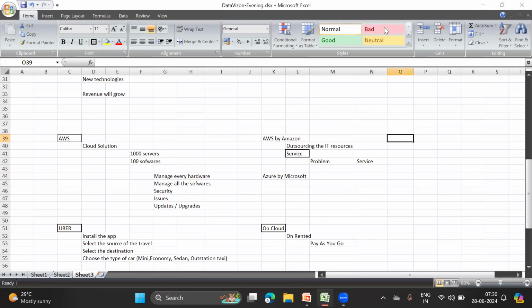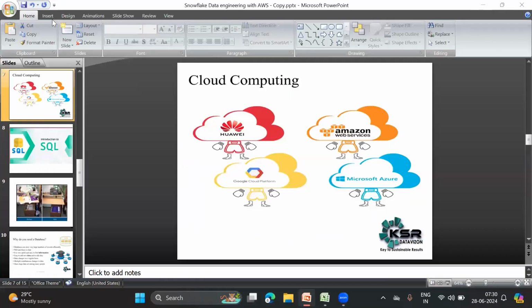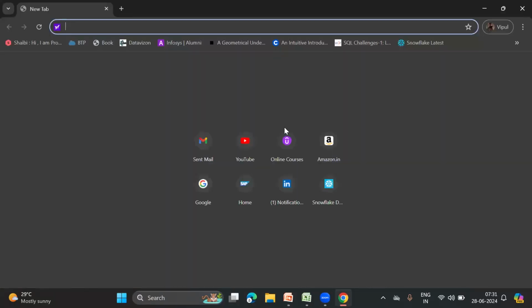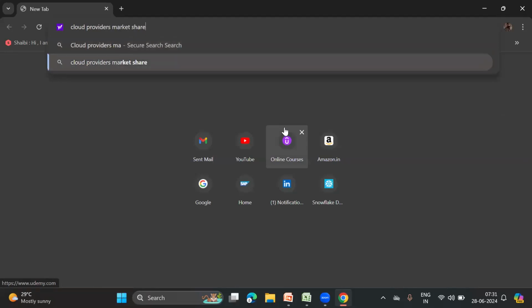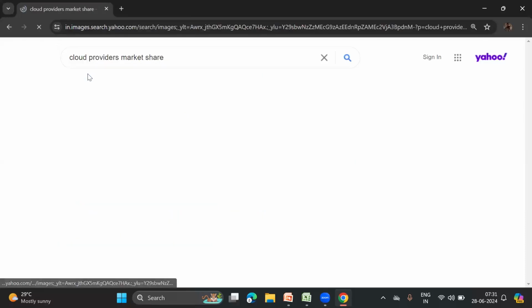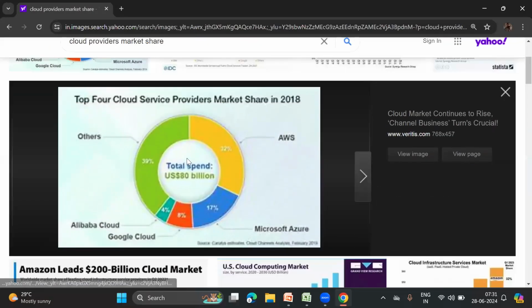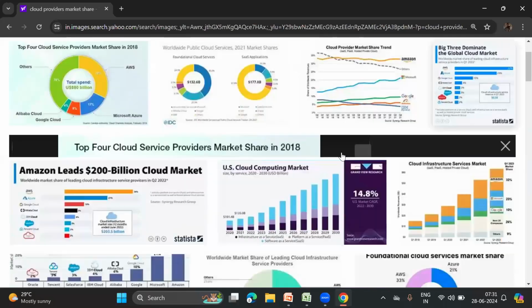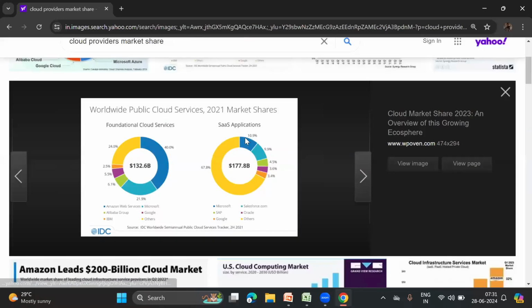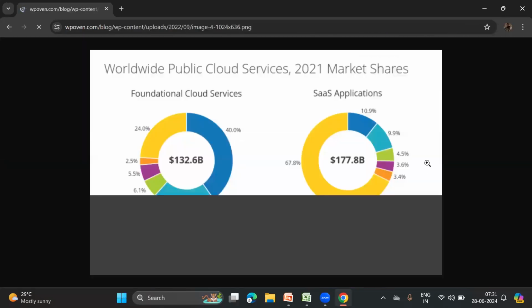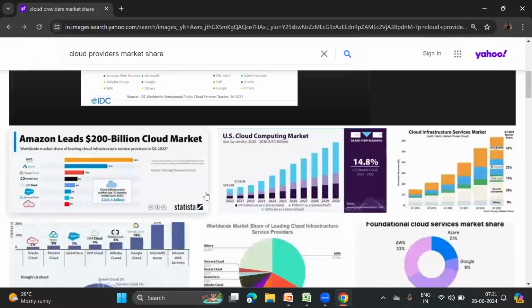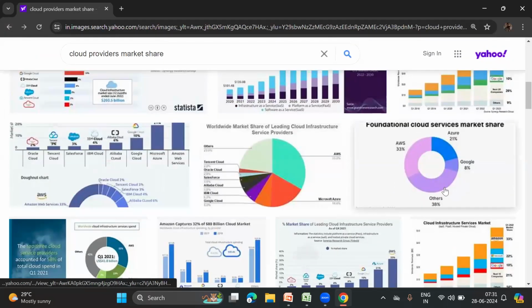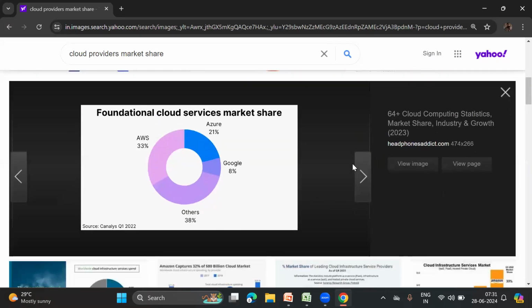Let's check the latest statistics. Let's look at cloud providers market share. Okay, so here we can see that this is very old. This is 2018. Oh, 2021. At least it is 2 years back. Okay, that's fine. This is not what I want. One second, this is something we will see later on. Okay, so here we can see that this is 2023. This is the latest.